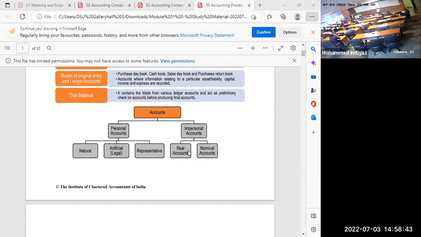Which account is that transaction affecting? We already understood there are two aspects in a transaction, aspect A and aspect B. The first aspect is affecting which account? The second aspect is affecting what account? Sometimes both aspects in the same transaction will affect only a single account. Sometimes one will affect a real account, another may affect a personal account, depending upon the transaction. Now you tell me one more transaction.